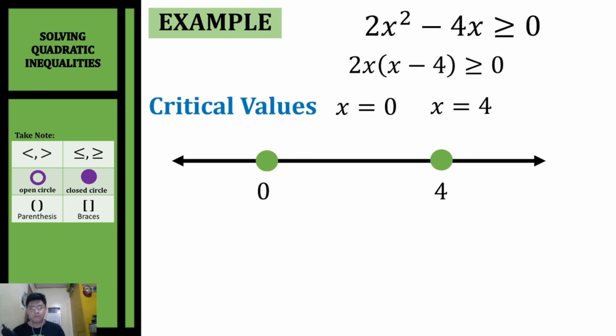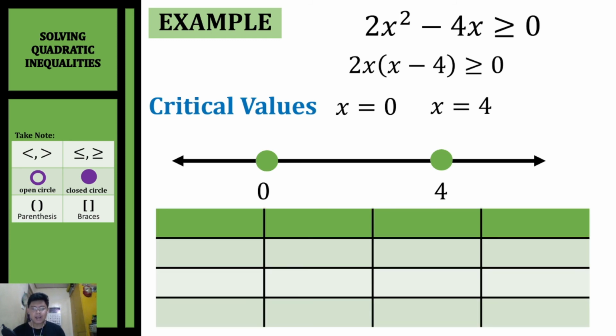If you can observe, we have 3 different regions: negative infinity to 0, 0 to 4, and 4 to positive infinity. So let's identify what set of numbers can satisfy our quadratic inequality. Let's prepare our table of signs. Let's assign numbers that will represent each area. From negative infinity to 0, let's have negative 1 as our representative. From 0 to 4, let's have 2. And from 4 to positive infinity, let's have 5.